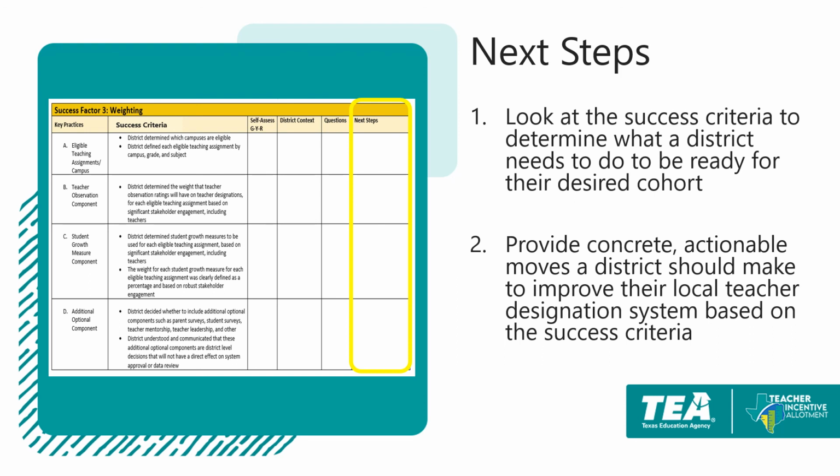We can use the success criteria in order to determine what the next steps are. If the success criteria is not mapped out clearly in the next steps, we can take the success criteria points and turn them into concrete, actionable moves that a district can make to improve their system.